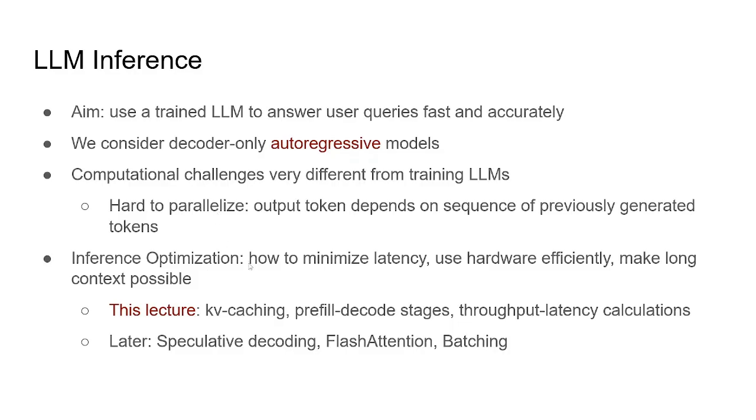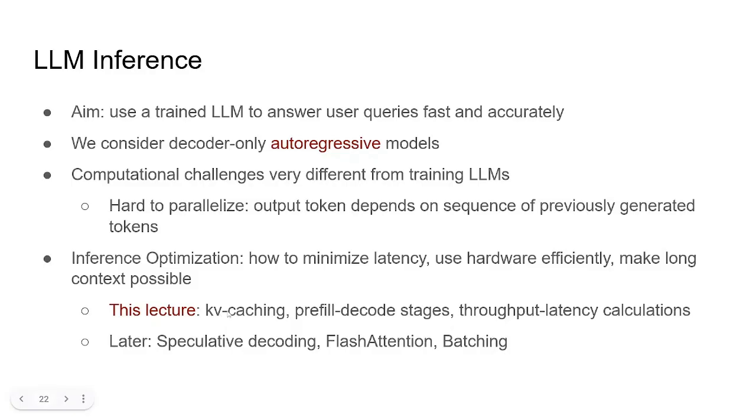Given the challenges associated with inference computation, we are going to look at techniques to minimize the latency so that we obtain a response fast enough and it doesn't feel sluggish. We want good throughput so that the hardware is used efficiently. And also, we saw earlier that the dot product attention scales quadratically with sequence length. So how do we overcome that to make long context possible?